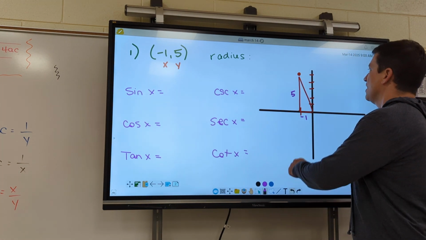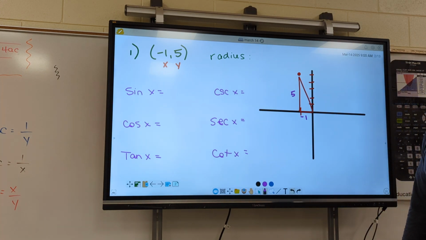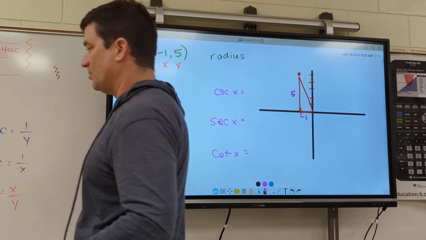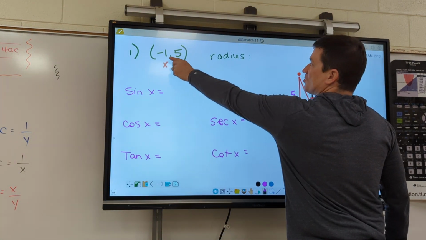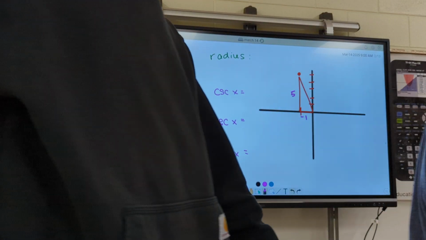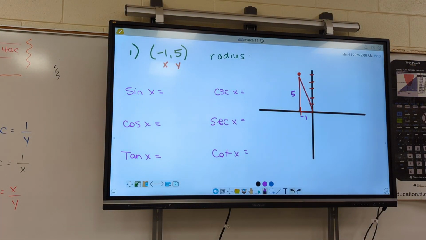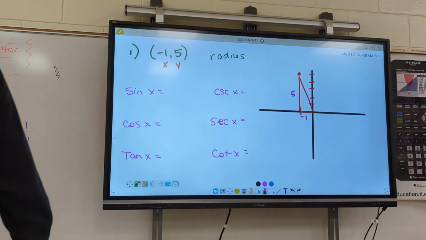So the question is, how do I find the hypotenuse? Do y'all remember the old formula? A squared plus B squared equals C squared, right? So in your calculator, you guys type in 1 squared plus 5 squared. You don't need to type in -1 squared. You can just type in +1 squared. Anybody else need a calculator? 26. Anybody else?